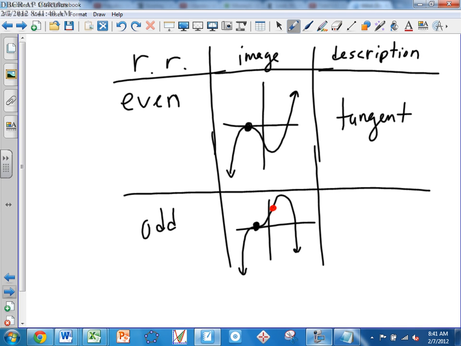It's not on the axis, but take a look. This would be concave down, concave up, and then concave down again. Well, if you have a change in concavity, there must be an inflection point. That would be the inflection point there. But the red one doesn't matter for now.